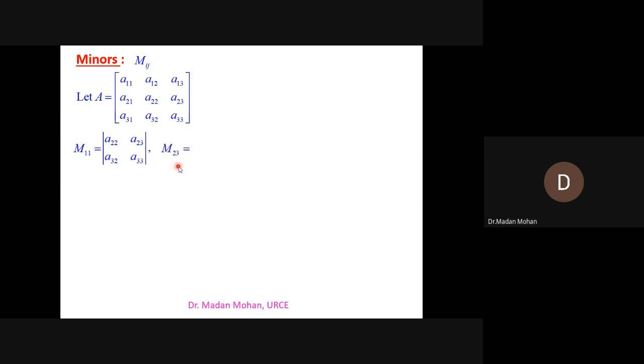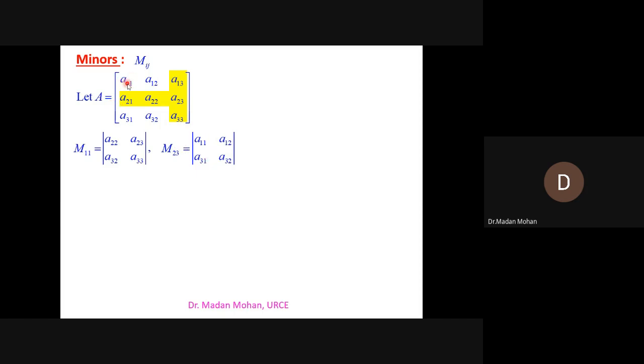M23. What is M23? From this A, the children of this A, you can think like it. Minor of this: close the second row and the third column. Close the second row, and close the third column. The determinant of the remaining submatrix is called another minor.